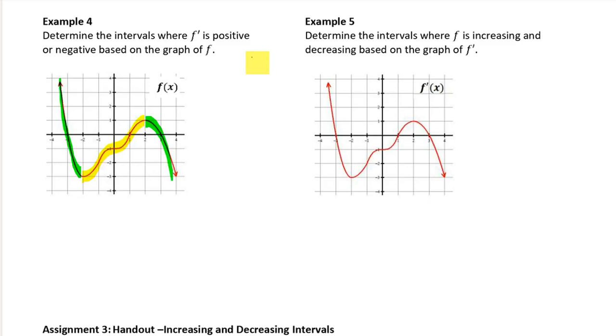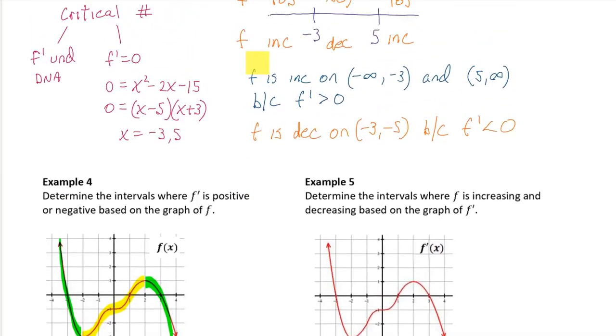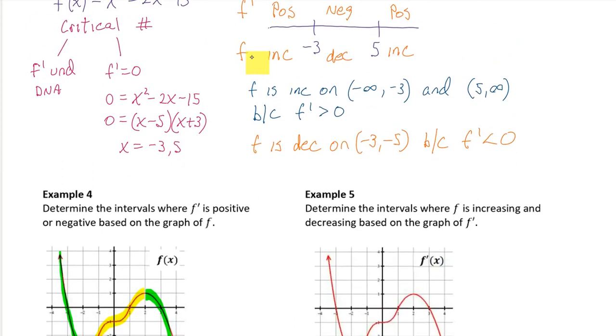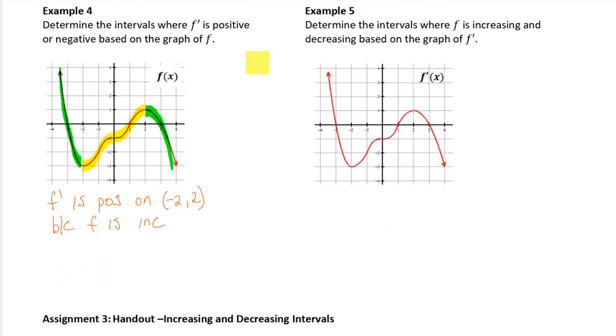I would say that f prime is positive. You could also say greater than 0. F prime is positive on the interval from -2 to 2 because f is increasing. So that justification that we were using before in the previous example, when we were talking about f increasing because f prime was positive, you can use that the other way around too. So in this case, we're saying that f prime is positive because f is increasing.